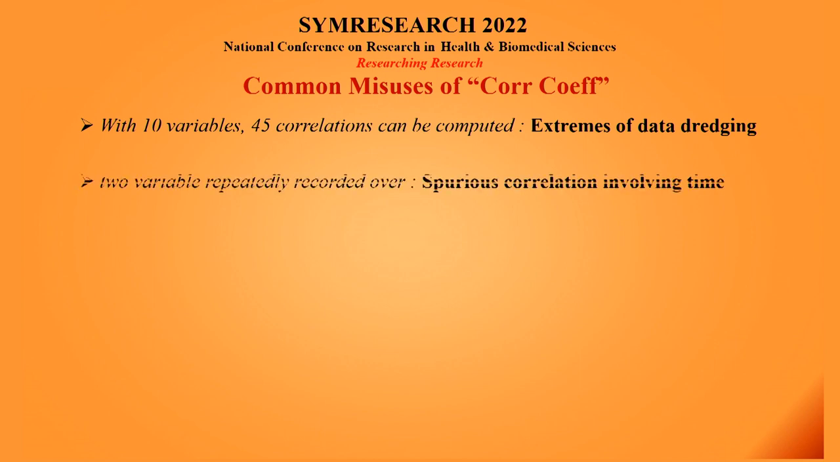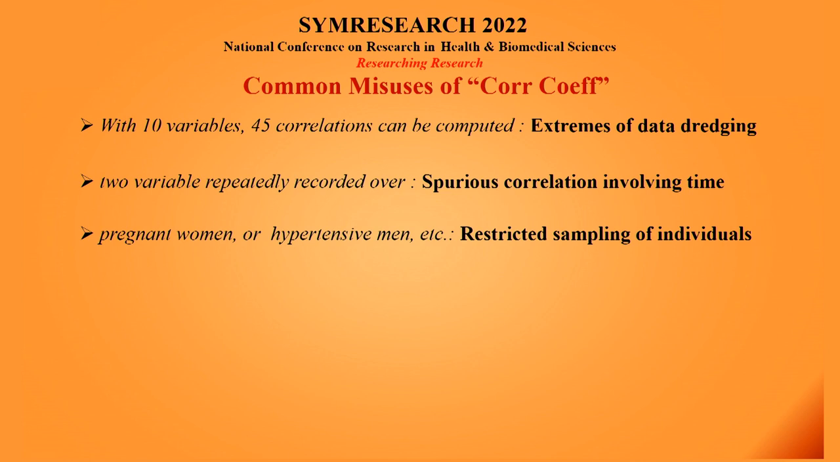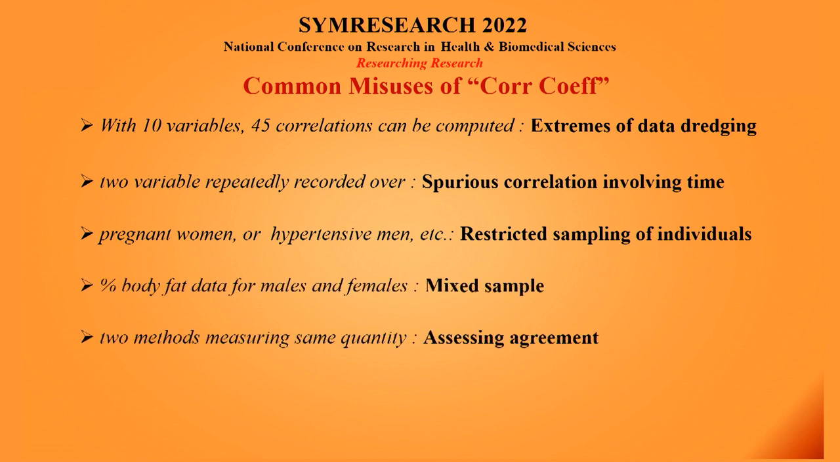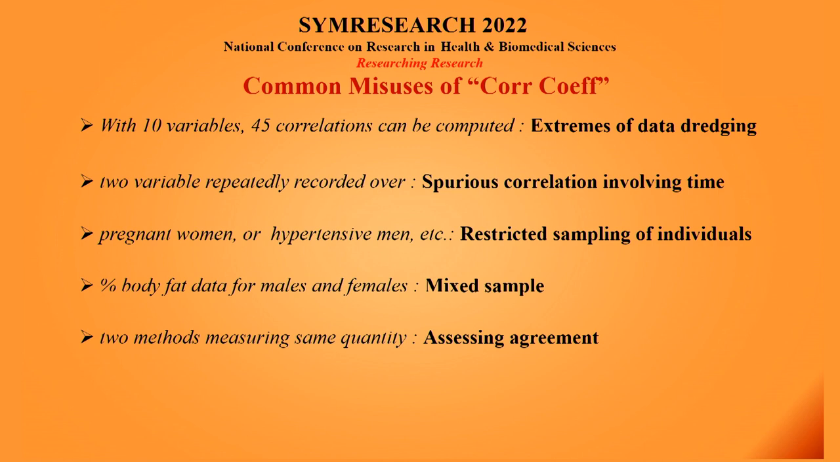So the first one is an extreme of data dredging, second is spurious correlation involving time, third is restricted sampling of individuals, mixed sample, assessing agreement. You will see a lot of published papers where they assess agreement based on correlation. Suppose my new weighing machine's indicator is always at 5. Then for every individual, the measured weight will be 5 kg more than the actual weight. And when you make a scatter plot, you will get a straight line cutting the y-axis at 5, if the y-axis is your new machine. So everything will be on a straight line. So r is equal to 1, and it's a perfect agreement, right? So you see a lot of examples of this kind of misuse.